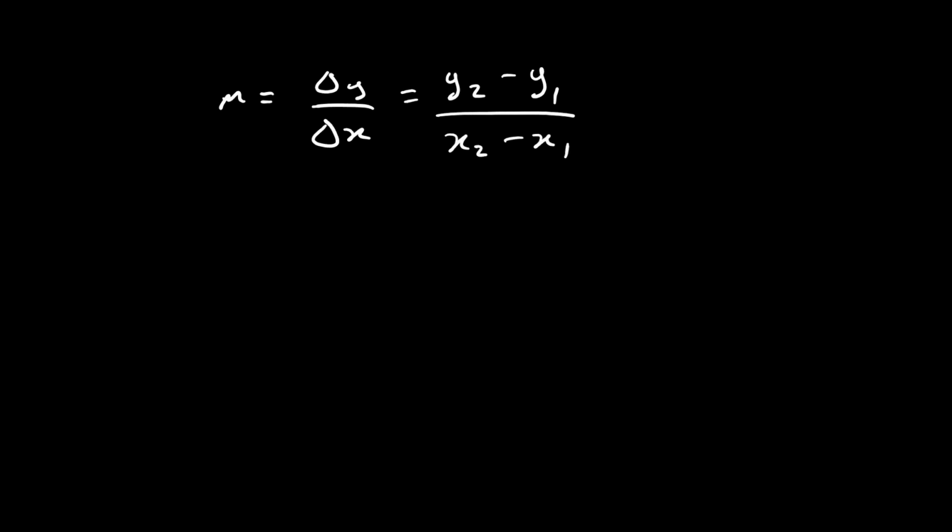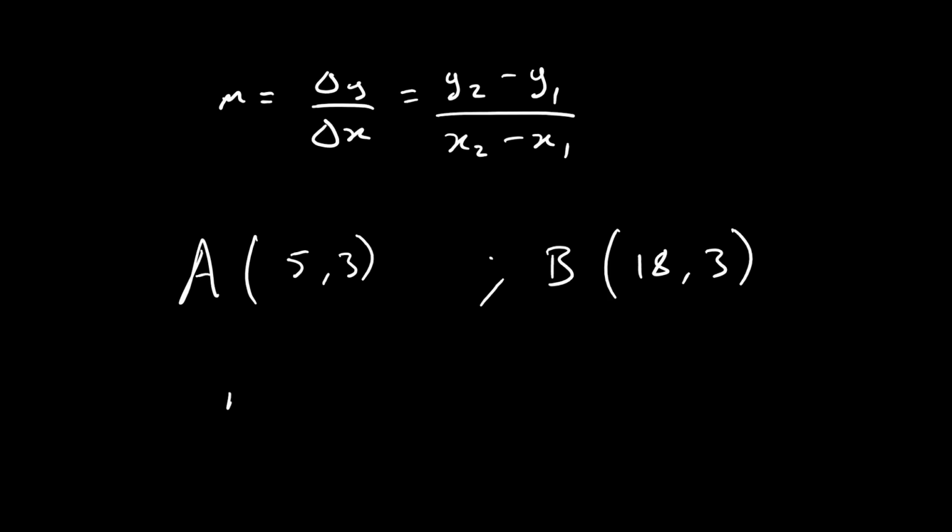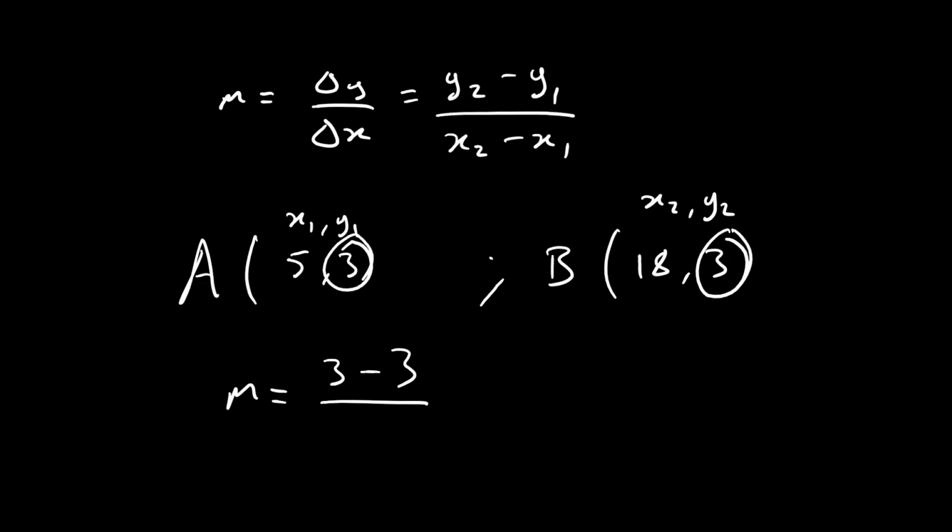So let's suppose we're given 2 points. Let's suppose we're given the point A, which is 5, 3. Okay, and let's suppose we're also given another point B, which is 18, 3. So what is our gradient? Well, our gradient is our change in y over change in x. So if we call A x1, y1, and B x2, y2, now all we have to do is take y2, which is 3, and take away y1, which is 3. Then we take our 18, which is x2, and take away x1, which is 5. So 18 minus 5.